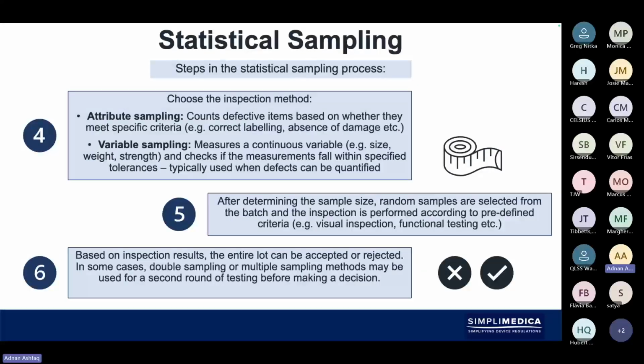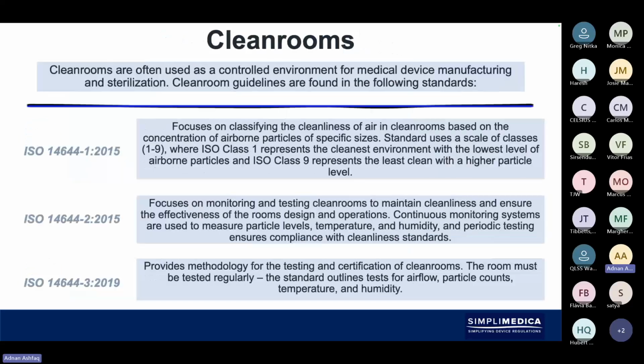I think I'm going to speed up a little bit here. So looking at the inspection methods, attribute and variable sampling, so what type of testing you have to do. And now moving on to clean rooms, just quite swiftly.